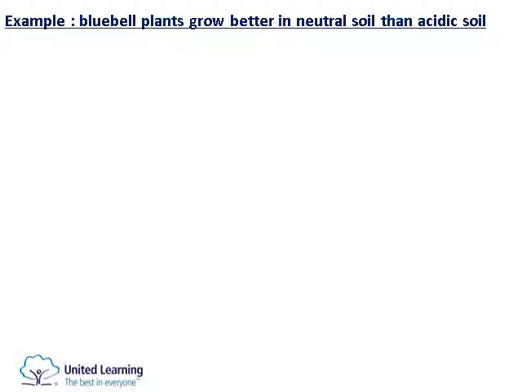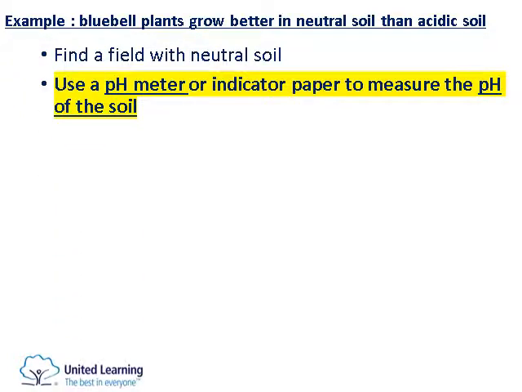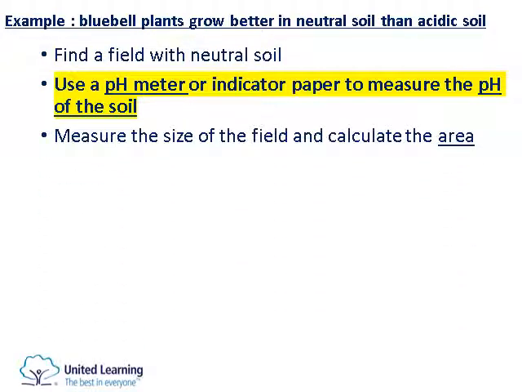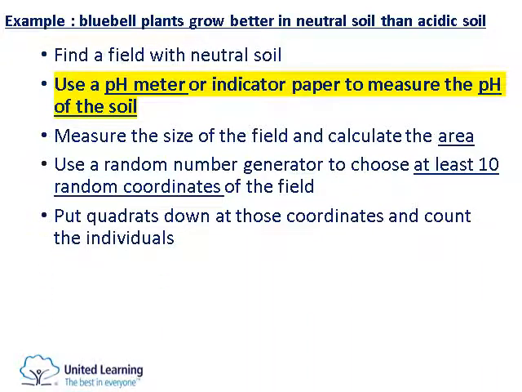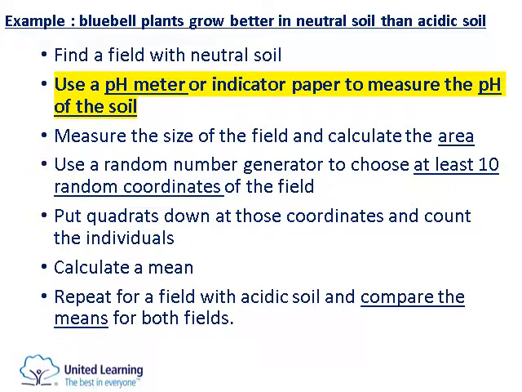So for my example here, we're going to stick with the neutral and acidic soil. I'll find a field with neutral soil, but how am I going to do that? I'm going to use a pH meter. And then same thing, I'm going to measure the size of the field and calculate the area. I'm going to use my random number generator to choose 10 random coordinates, and I'm going to repeat 10 times. I count the individuals, I calculate a mean, and then I repeat it for a field with acidic soil.